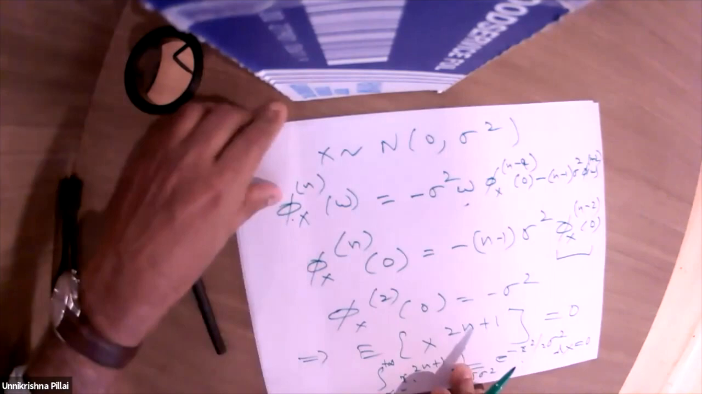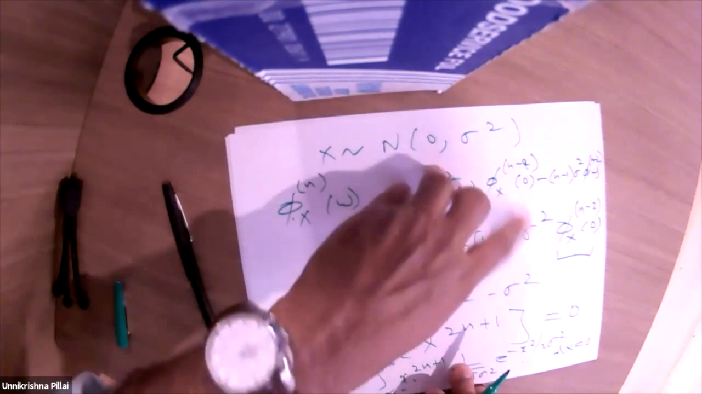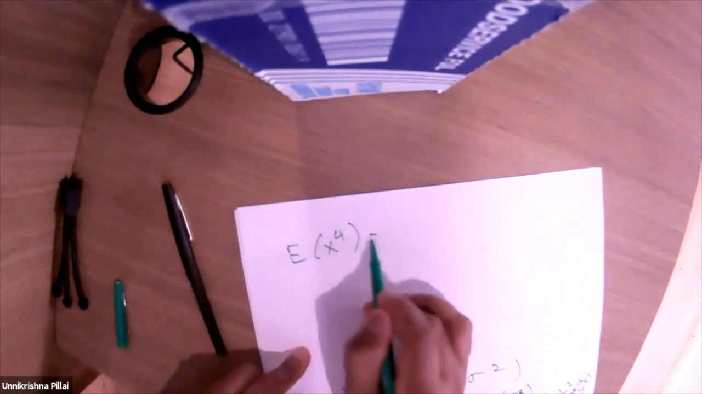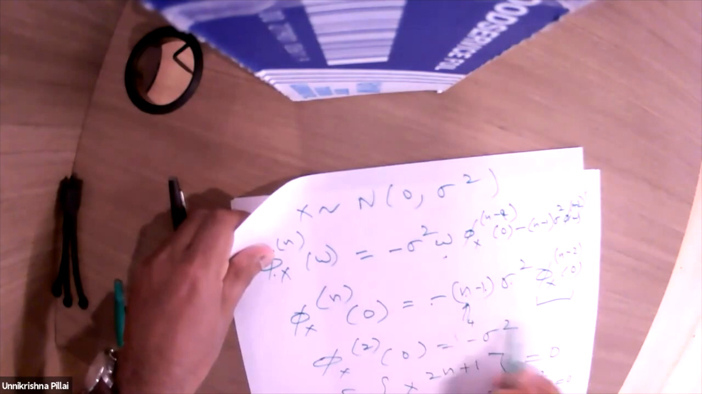But the interesting thing is, if you want the fourth order moment, you put n equal to 4. So this is minus 3 sigma squared. If you put it here, you get sigma to the fourth. So 3 sigma to the fourth is the fourth order moment. So you get expected value of x to the fourth is 1 over j to the fourth, the fourth derivative evaluated at 0. That's going to be 3 sigma to the fourth. Why did I get 3? Put n equal to 4. 4 minus 1, 3, minus sigma squared, then multiplied by minus sigma squared, so you get j to the fourth is 1, so you get 3 sigma to the fourth.